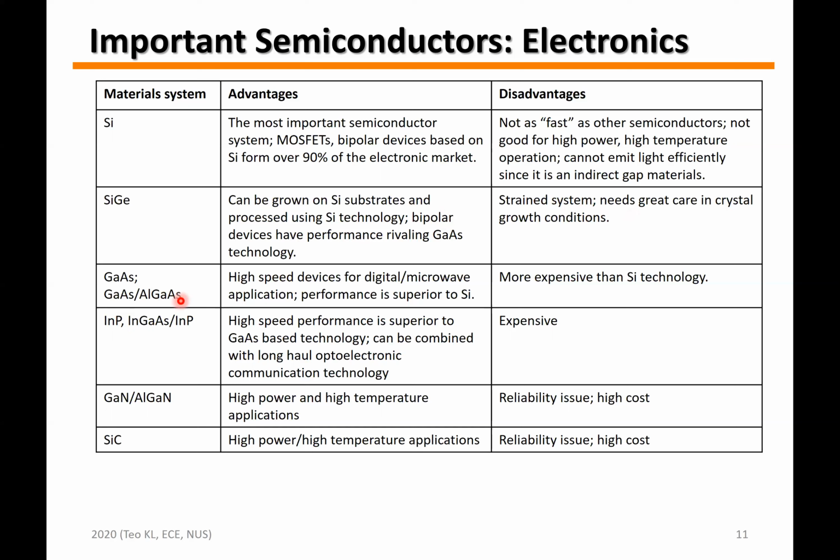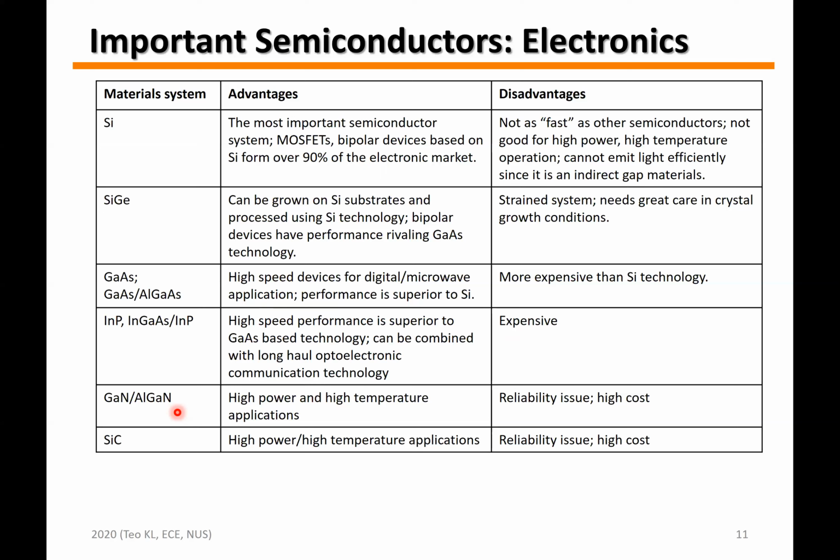Gallium arsenide, or gallium arsenide combined with aluminum gallium arsenide, is good for high-speed devices for digital and microwave application. For example, the high electron mobility transistor, and its performance is superior to silicon. Of course, it's more expensive than silicon technology. Indium phosphide, or indium gallium arsenide grown on indium phosphide, is good for high-speed performance, superior to gallium arsenide based technology, and it can be used for long-haul optoelectronic communication technology. The material is more expensive compared to gallium arsenide and aluminum gallium arsenide.